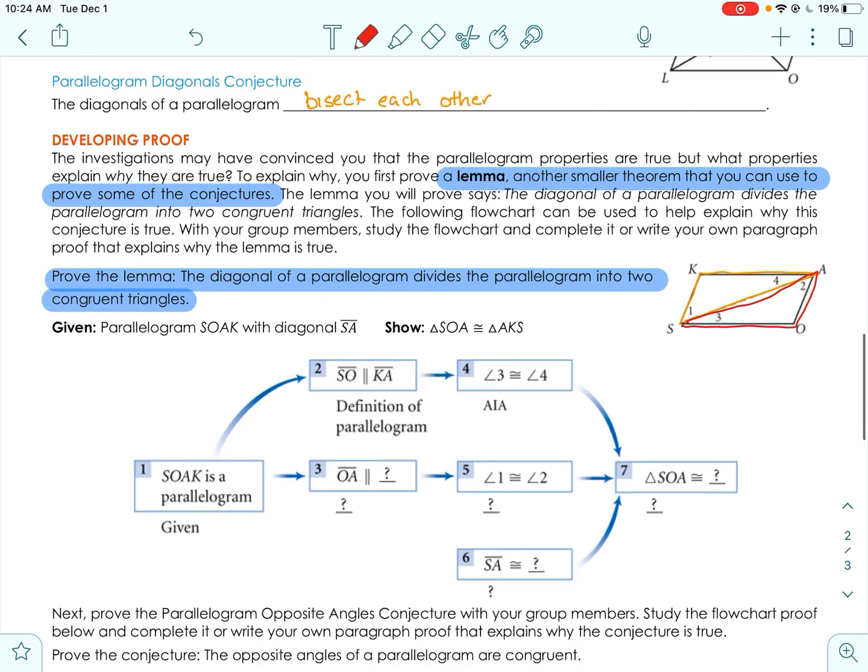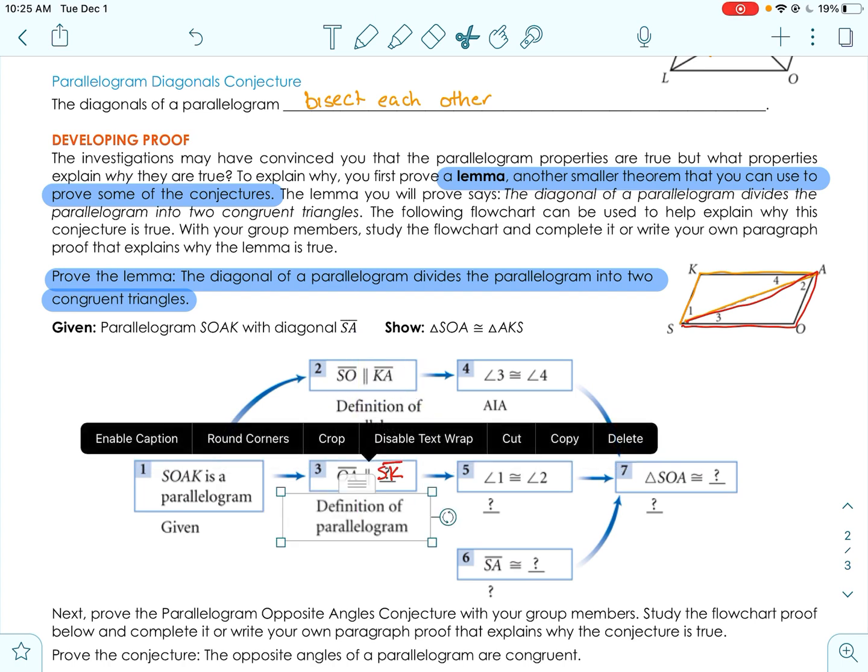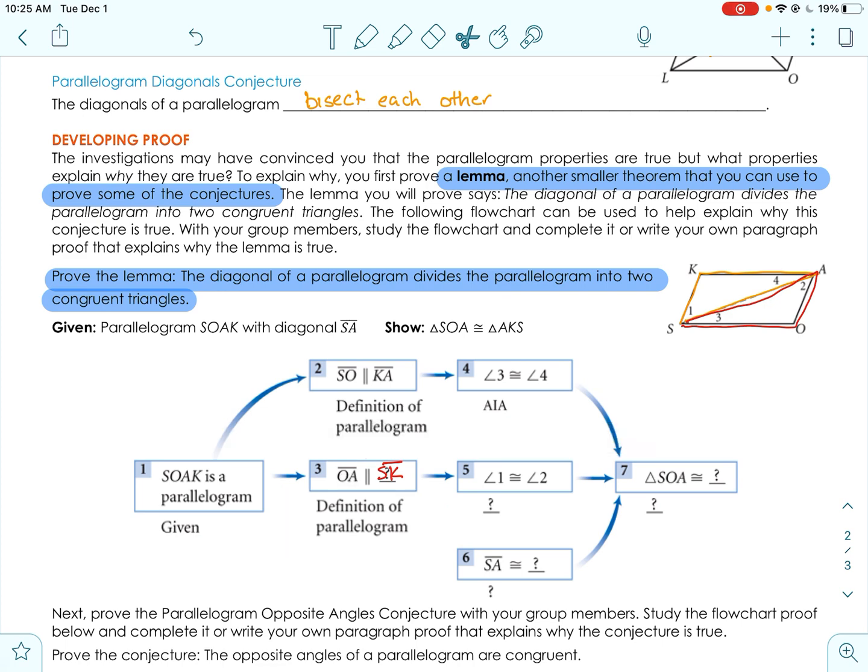Okay? So we have a flowchart proof here that we're going to fill in the blanks of. We know that SOAK is a parallelogram. We know that because it's given to us. So here's what we know. We know SO is parallel to KA. That's the definition of a parallelogram. We also know OA is parallel to SK. How do we know that? Because again, that is also the definition of a parallelogram. And I'm going to cheat and just write that down right there. So that's the definition of a parallelogram.